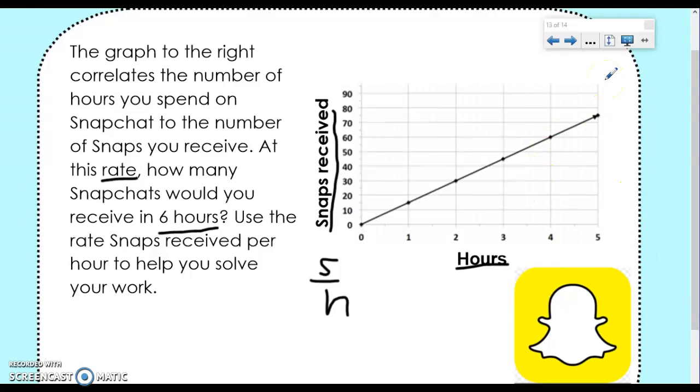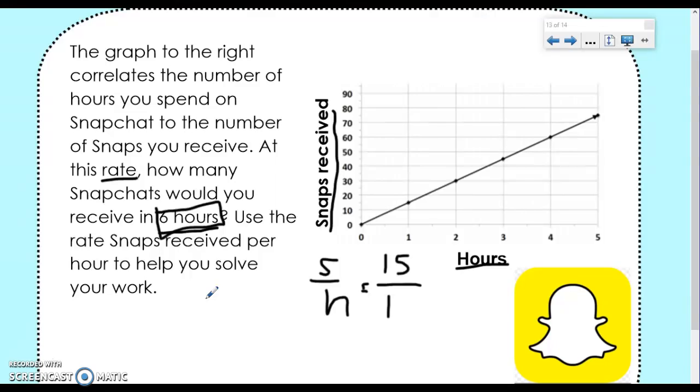What I love about this problem is that we already know the unit rate, how much they get in 1 hour. In 1 hour, this person gets 15 snaps. So knowing this, boys and girls, how many snaps do you think this person would get at this rate in 6 hours? Go ahead and solve that. Okay, how much do you think this person would get in 10 hours? Go ahead and solve that.